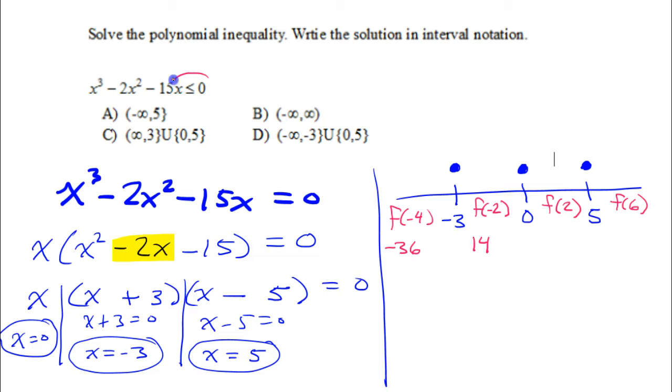Now in each case I want to know if the function is less than or equal to 0. So is -36 less than or equal to 0? Is 14 less than or equal to 0? Well, in this case, yes. Negative numbers are always less than 0, so that's a yes. Is 14 less than or equal to 0? No. 14 is obviously bigger than 0.